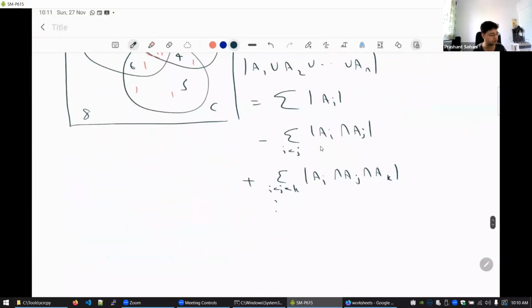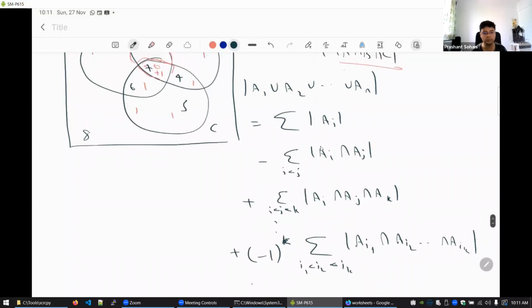Like this. So the most general term will be -1 raised to k, where k is the number of sets that you are considering. Sigma of I1 less than I2 less than Ik. So we are supposed to choose k distinct indices and the intersection of AI1, AI2 all the way up to AIK. And the last term of this will be where all the n sets are represented.